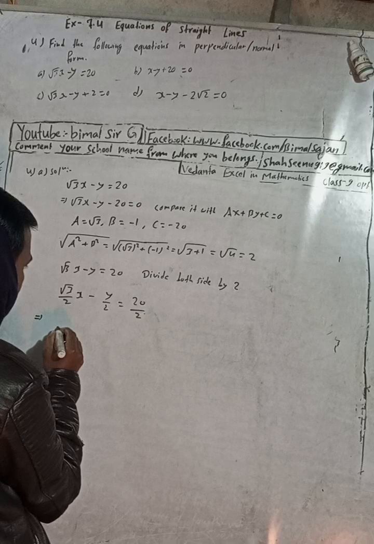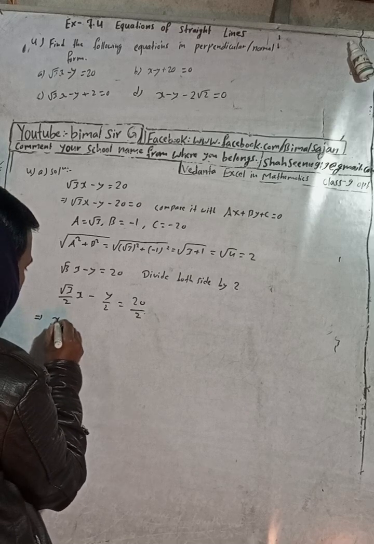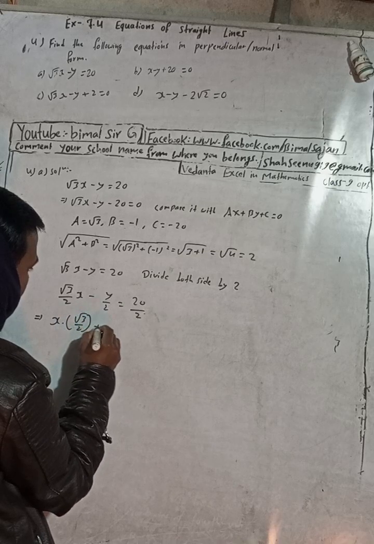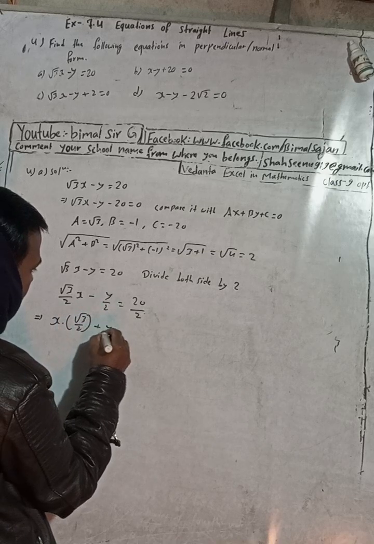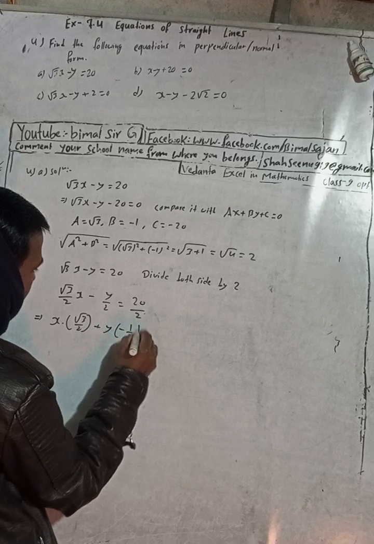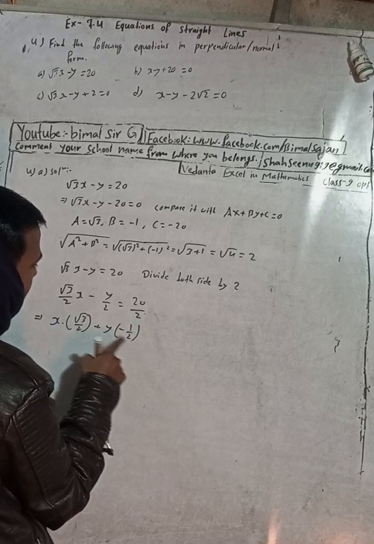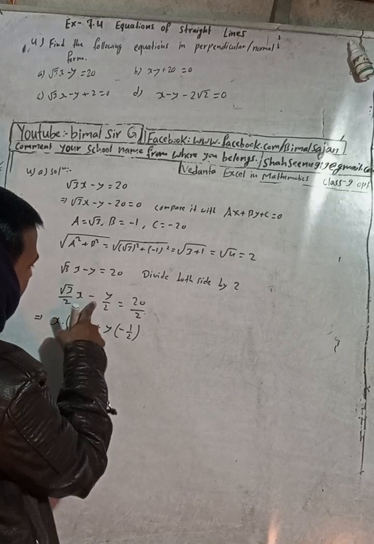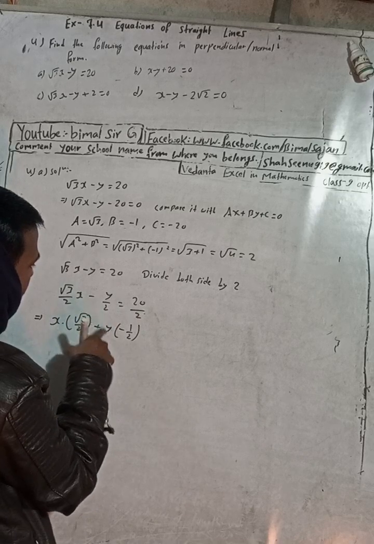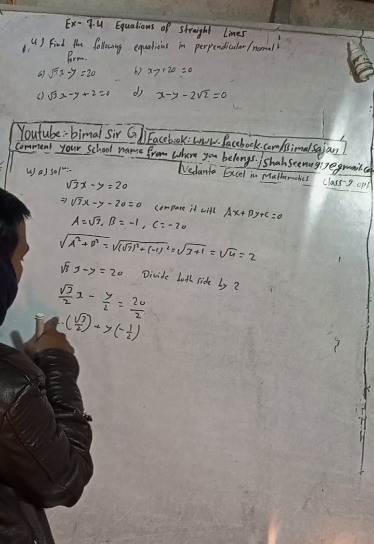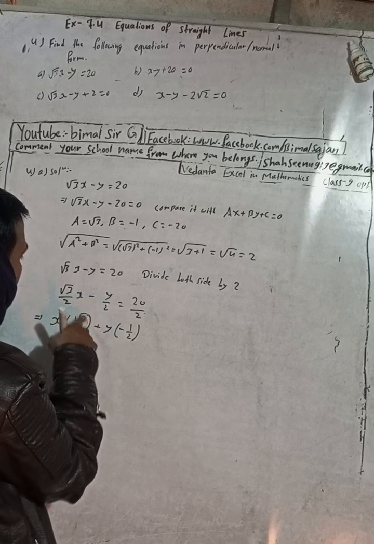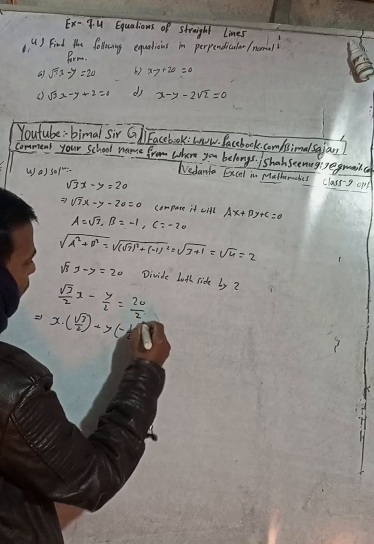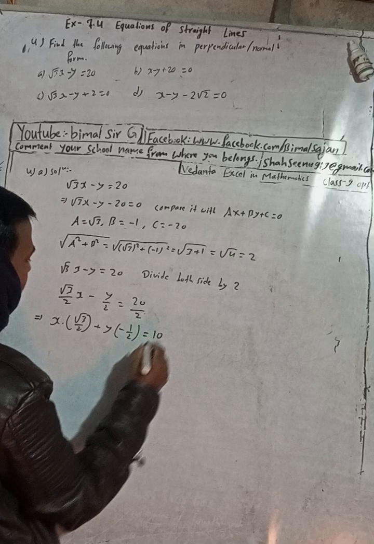So you can rewrite this equation as x, root 3 by 2, plus y, minus 1 by 2, okay, x cos alpha plus y sin alpha. If you solve this, you will get back the same. Same here also, x into root 3 by 2, and y into minus 1 by 2, and here on the other side 20 by 2 is equal to 10.